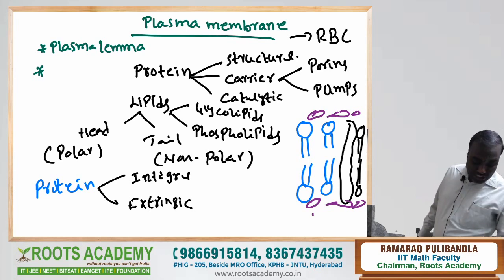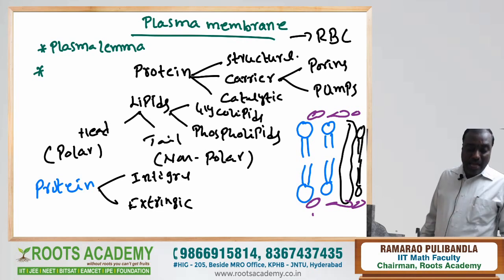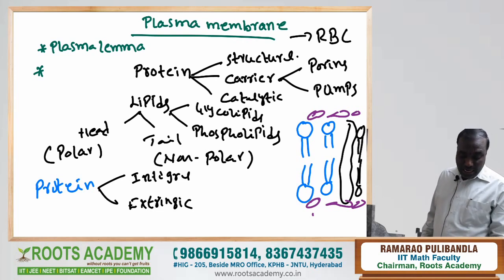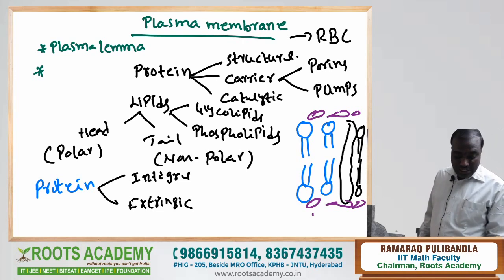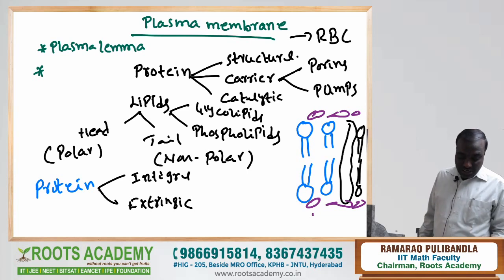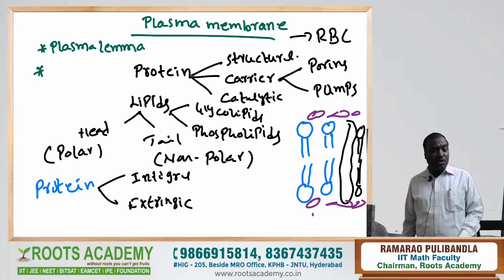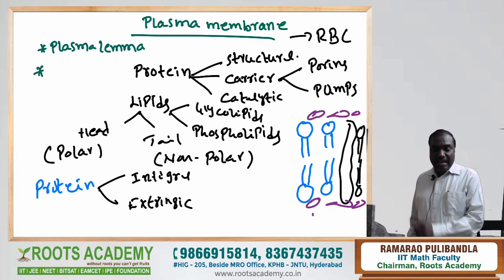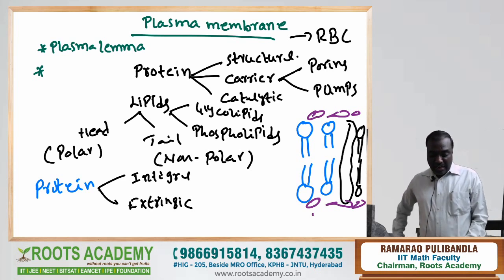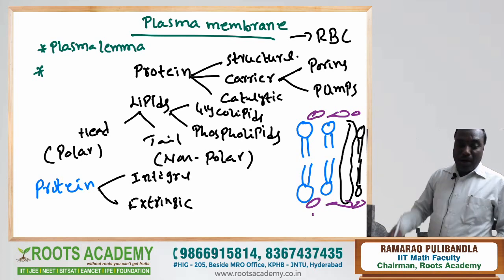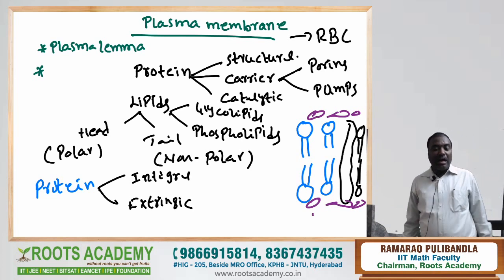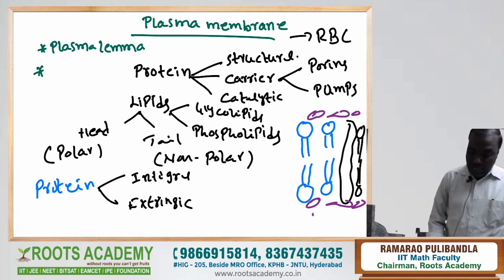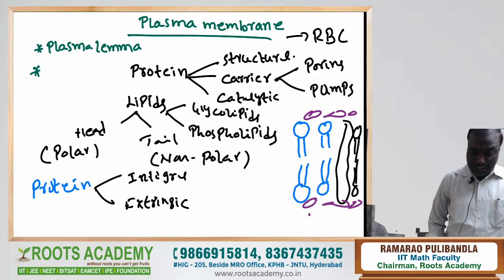Based on the location, the proteins in the plasma membrane are of two types. Integral proteins are intrinsic proteins. Extrinsic proteins are external proteins. Easily removable proteins are extrinsic proteins. Completely or partially embedded proteins are called internal proteins.